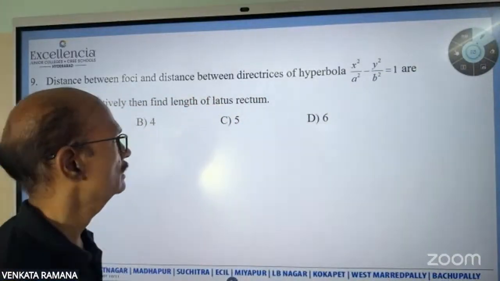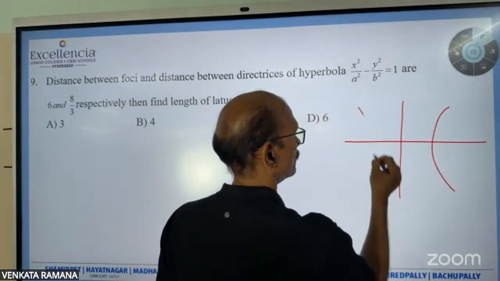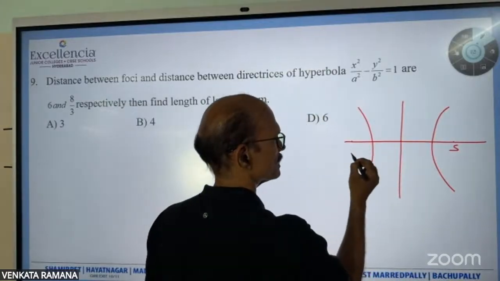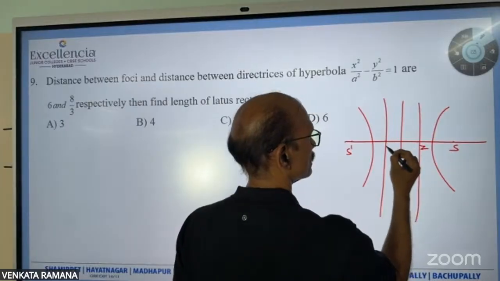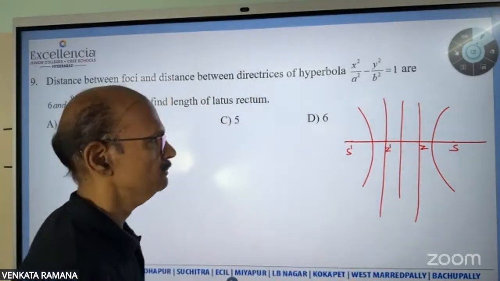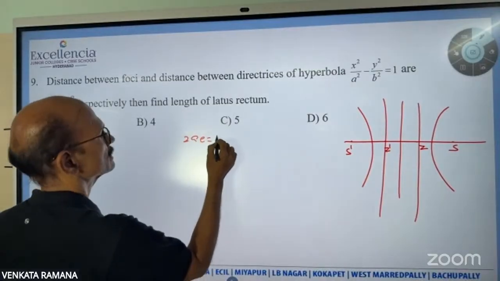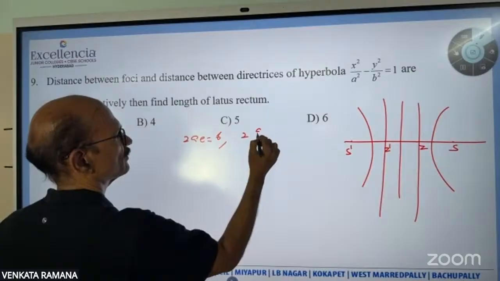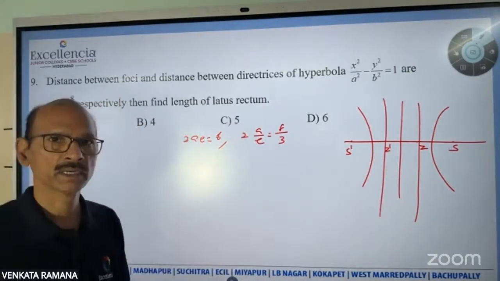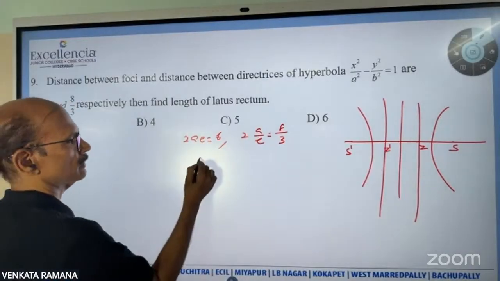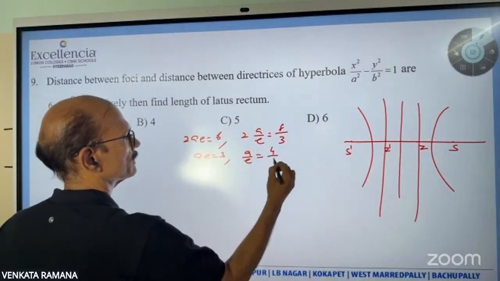See, if you observe this one, the hyperbola is given. The distance between foci, this is S and S dash, and the directrices, this is Z and this is Z dash. As you know, the distance between the foci, 2 times ae, is given as 6, and 2 times a by e is given as 8 by 3. These are the 2 points. So therefore, ae is equal to 3 and a by e is equal to 4 by 3.